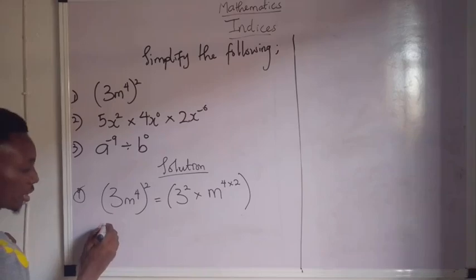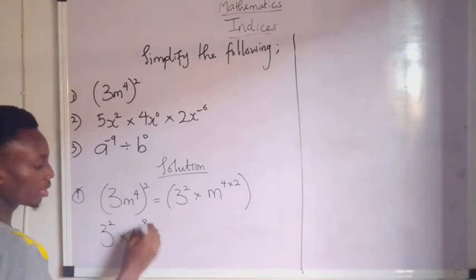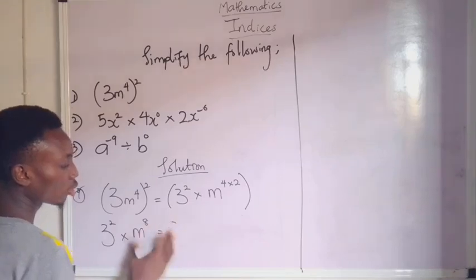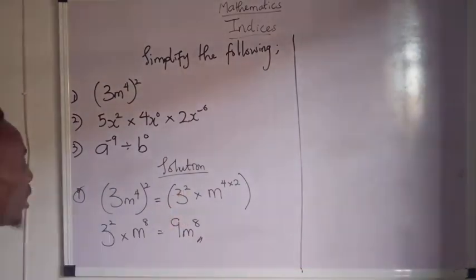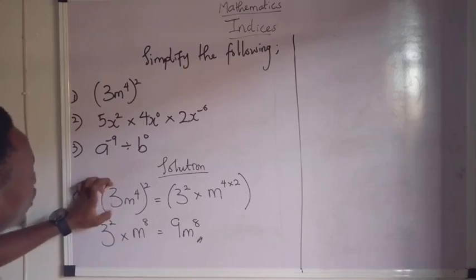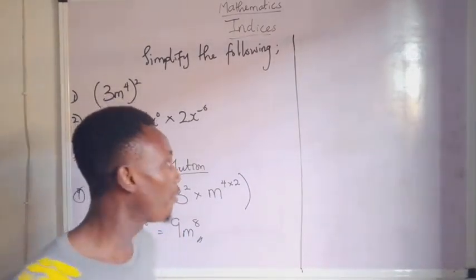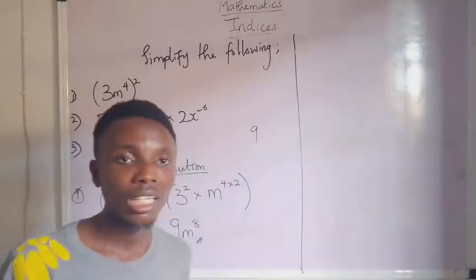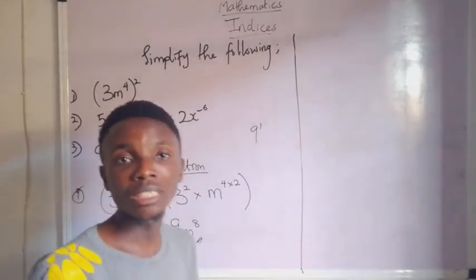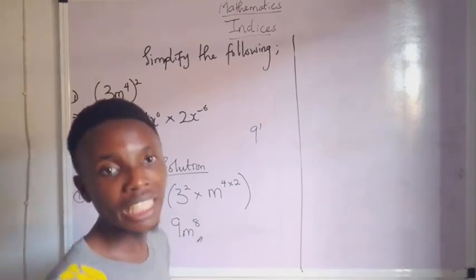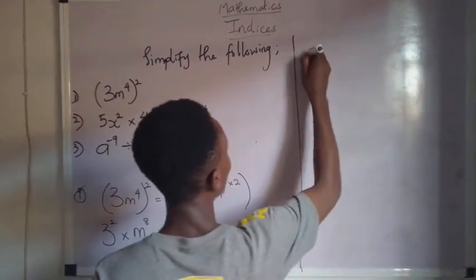Okay, now you have this. You will now have 3 raised to power 2 times m raised to power 8, which will now be 9m raised to power 8. Now somebody will ask me, how do we get 2 here? Now, for every ordinary number like this that does not have an index, automatically it has an index of 1. Every ordinary number you see, for example 9, is always raised to power invisible what? 1, except stated otherwise. That means except it is officially given an index in the question you are solving.